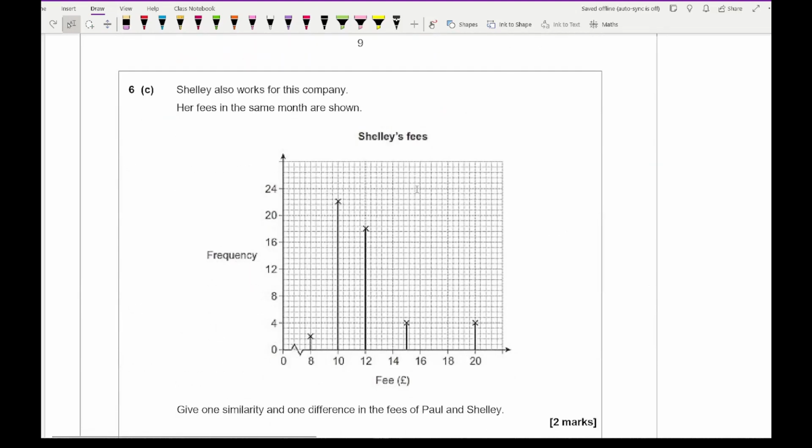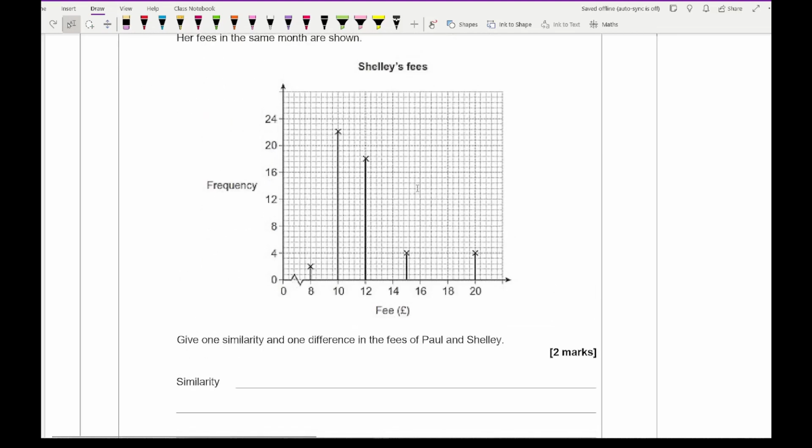Moving on to question 6c, it says Shelley also works for this company. Her fees in the same month are shown, and it says give one similarity and one difference in the fees of Paul and Shelley. So again, a couple of answers you could give here. For similarity, we could say that they've got the same range, going from 8 to 20. We could say that they've got the same mode, as both peak at 10. We can also say that they've got the same frequency for £15. So something along those lines would be absolutely fine.